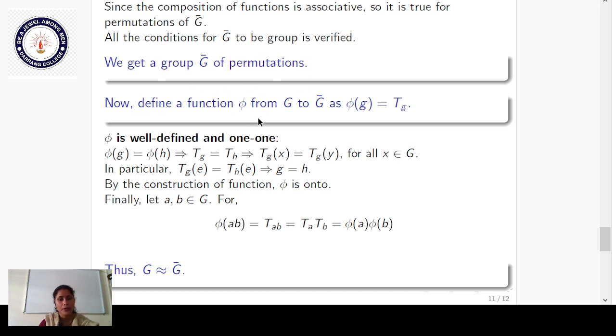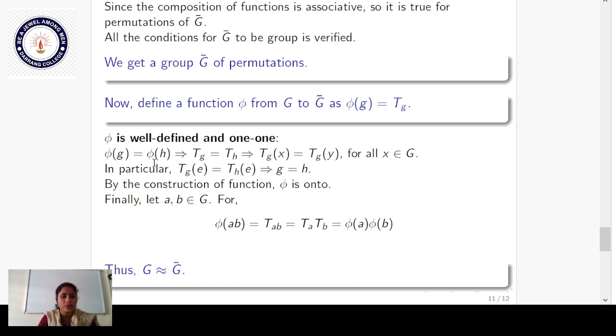Now, we are given this group G and we have constructed a group of permutations. Define a function phi from the given group G to the permutation group G bar by phi of g, the image of an element g from capital G under phi, as Tg. Now this function is well defined and one-one.